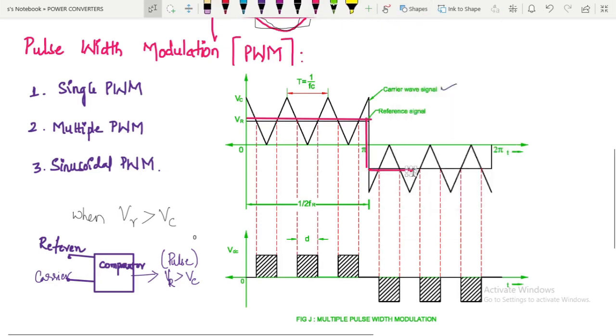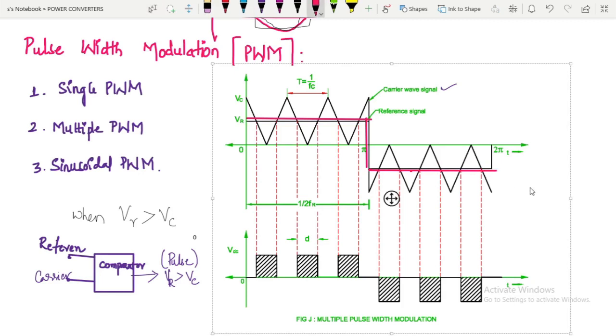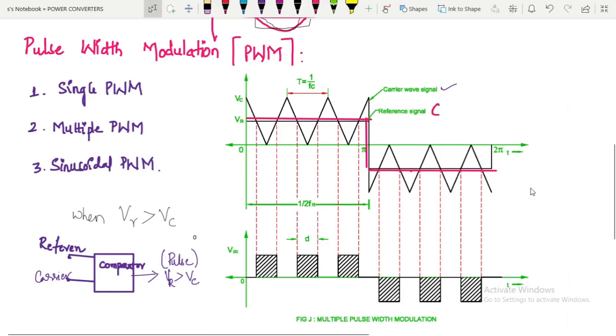Right, so this is the DC reference waveform. For better understanding, I have changed the color to pink here. So the pink color waveform is the reference waveform, which is DC here, and the carrier waveform is a triangular waveform.